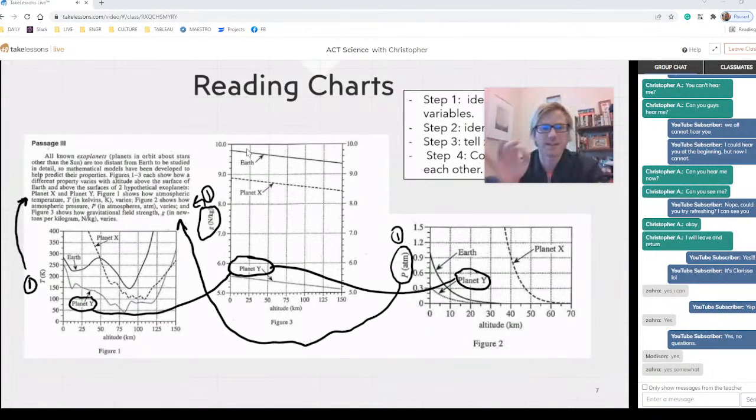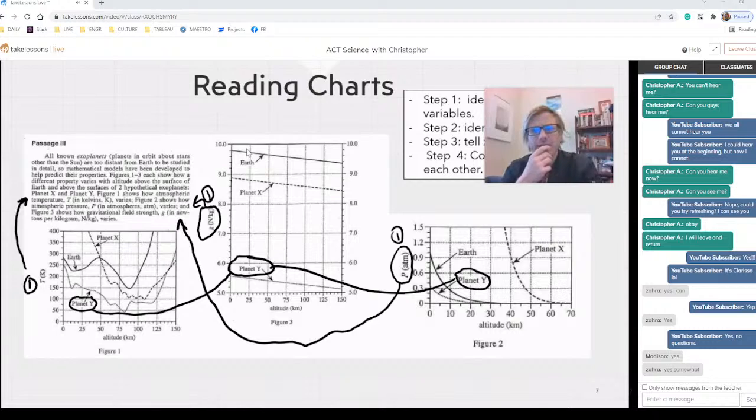And then the next key thing you do is you connect the charts to each other, the figures or the charts together. If you look at figure 2, it also has altitude. And the scale is a little bit different. Like, it goes from 0 to 70, whereas figure 1 went from 0 to 150. So the scale is a little bit different, but that's okay. It's altitude. As long as you note that the scale is different, that's fine.